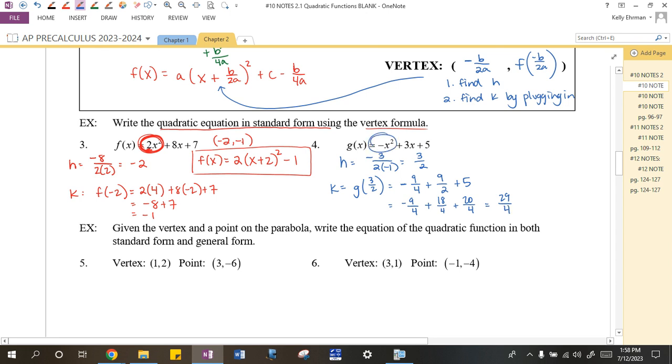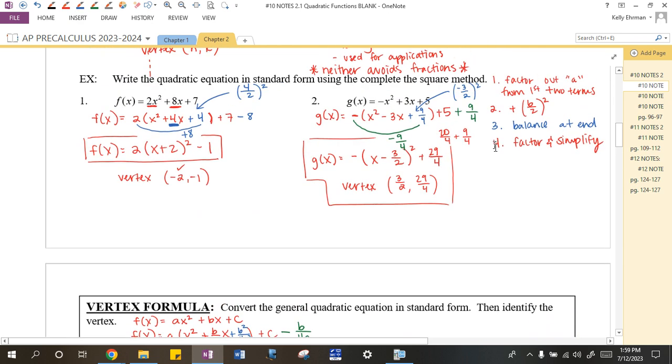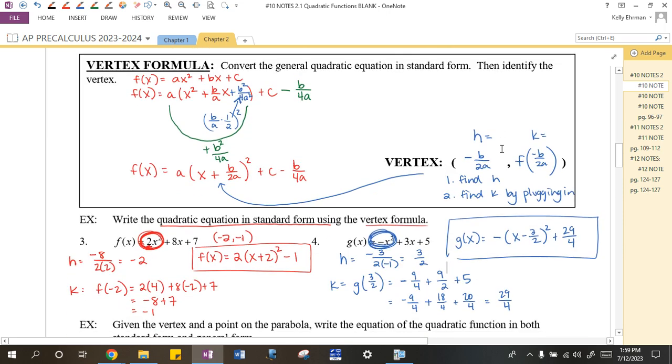And then again, you've got to pay attention to the leading term. The a value is -1, so when we write g of x, we have to write negative parentheses x minus h squared plus k. Let's check that with example 2 to make sure that's what we got. And it is.